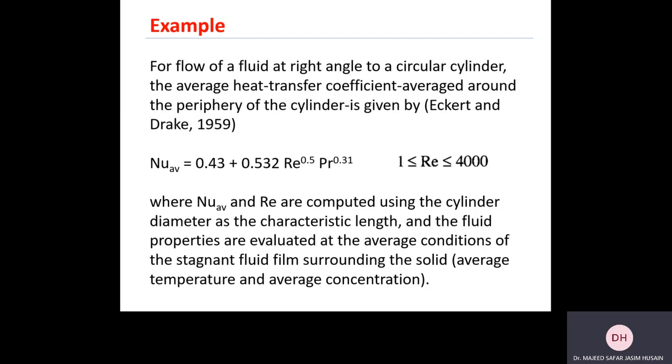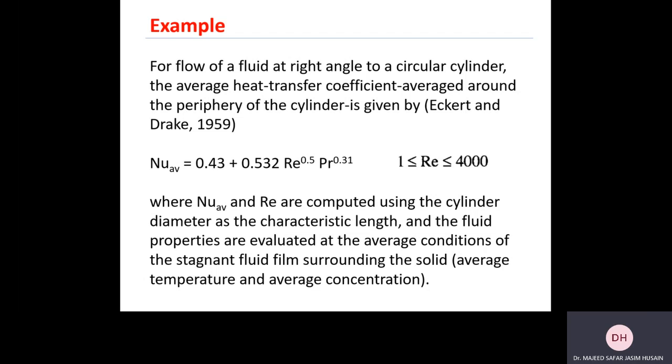For a flow of fluid at right angle to a circular cylinder, so you have a circular cylinder and there is fluid flowing past it, the average heat transfer coefficient averaged around the periphery of the cylinder is given by an equation developed by Eckert and Drake. These two have done heat transfer relationships, and they found this correlation. The correlation is basically Nusselt number as a function of Reynolds number and Prandtl number, and this is valid for Reynolds number between 1 to 4,000.